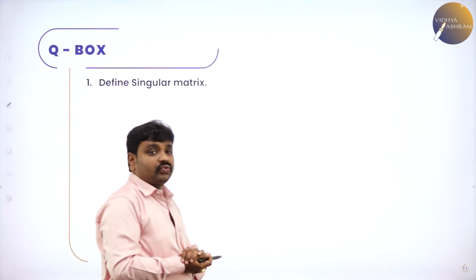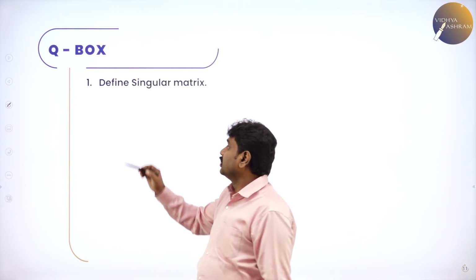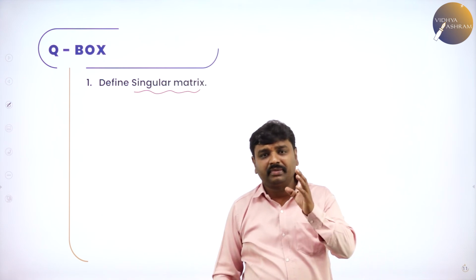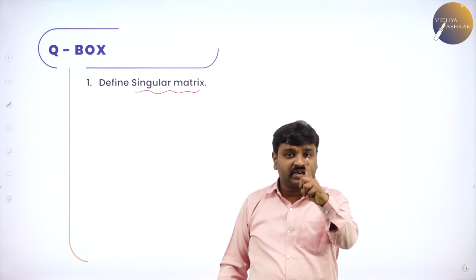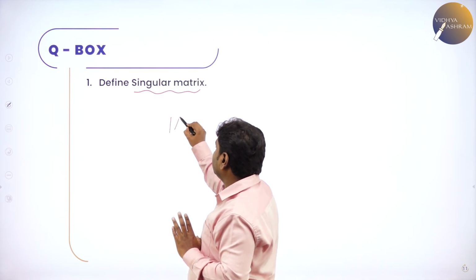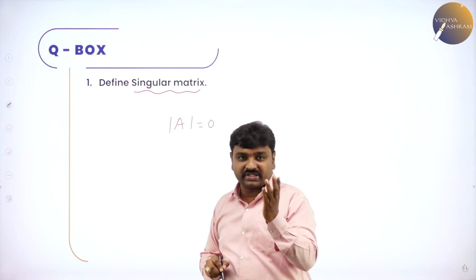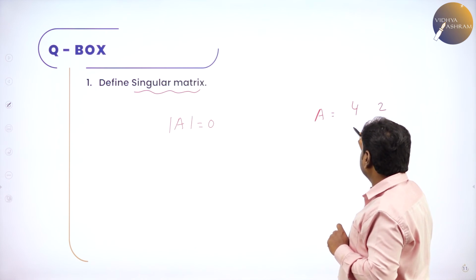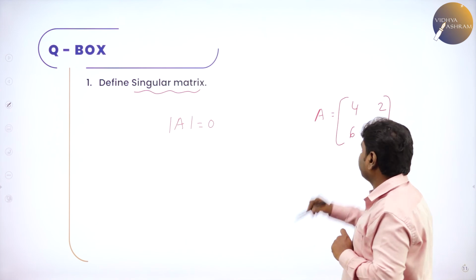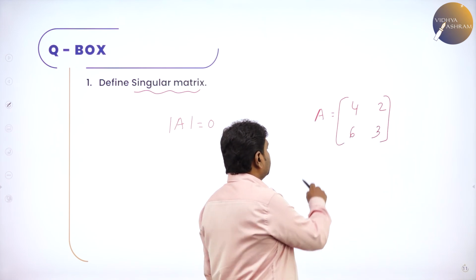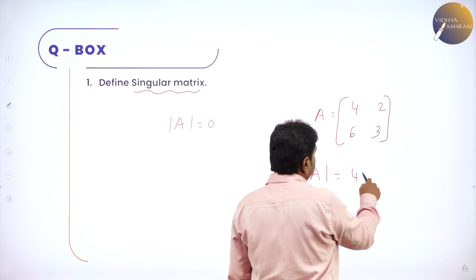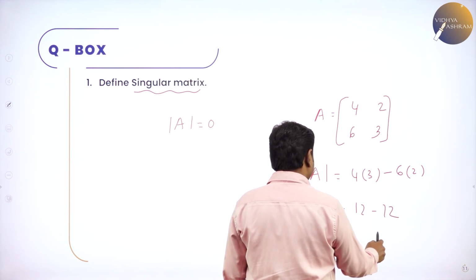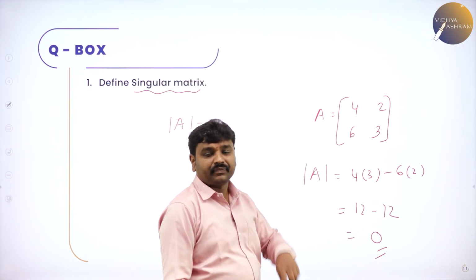Now in today's class, what we have discussed, the first question you can answer is singular matrix. Now we'll go to the Q box, question box. In that first, singular matrix, what is singular matrix? A square matrix is said to be a singular matrix if determinant A is what? 0. And I showed some examples also. So if I take A is equal to 4, 2, 6, 3, it's a singular matrix, I can say. Why is it a singular matrix? Because you find determinant. What is determinant? You get 4 into 3 minus 6 into 2, 12 minus 12, that is 0. Therefore A is singular.